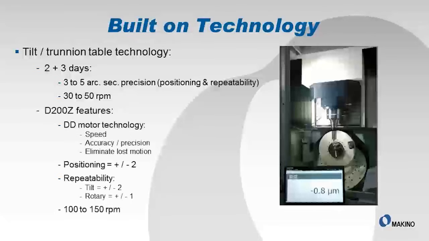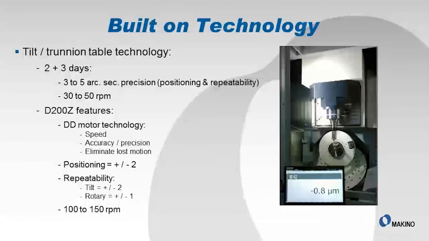Today, we're going to use the D200Z as a machine to show the kind of technology and capabilities that are out there with the advent of DD motor technology. Obviously, that's a built-in technology advancement, but DD motors give you speed, very, very good accuracy and precision, and they also eliminate lost motion.